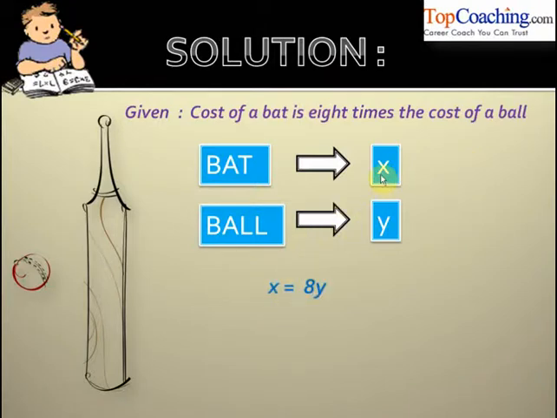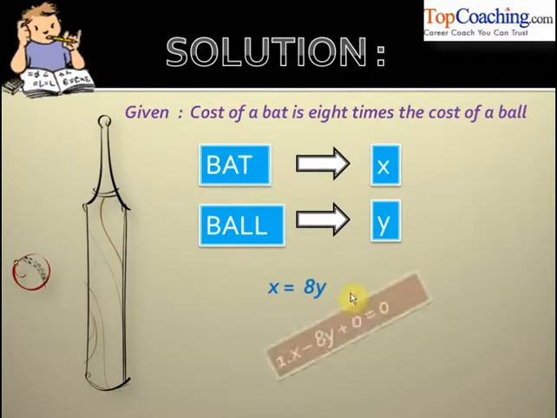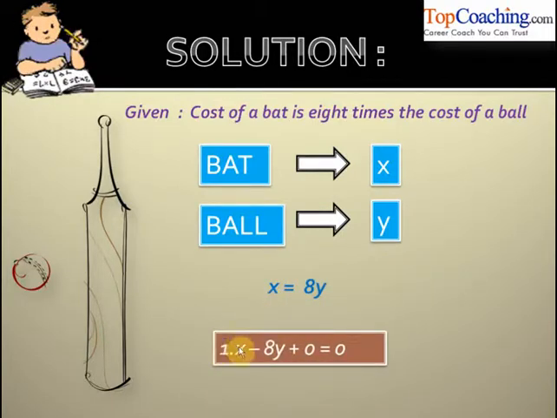Now given to us is the cost of the bat is 8 times the cost of the ball. So we can write this as x equal to 8y because the cost of the bat is 8 times the cost of the ball. Further we can write this as 1 into x minus 8y plus 0 equal to 0. And thus this equation represents the condition that the cost of the bat is 8 times the cost of the ball. So we have represented this situation in the form of a linear equation. This is the required solution.